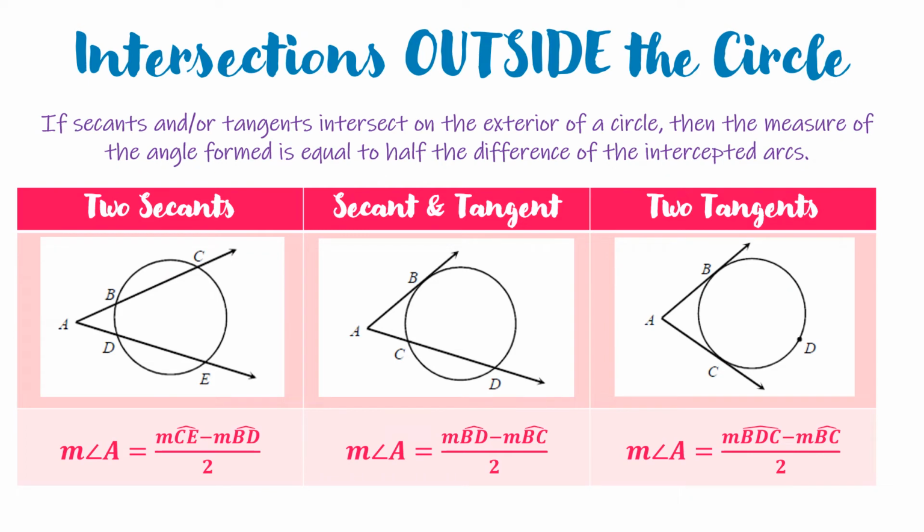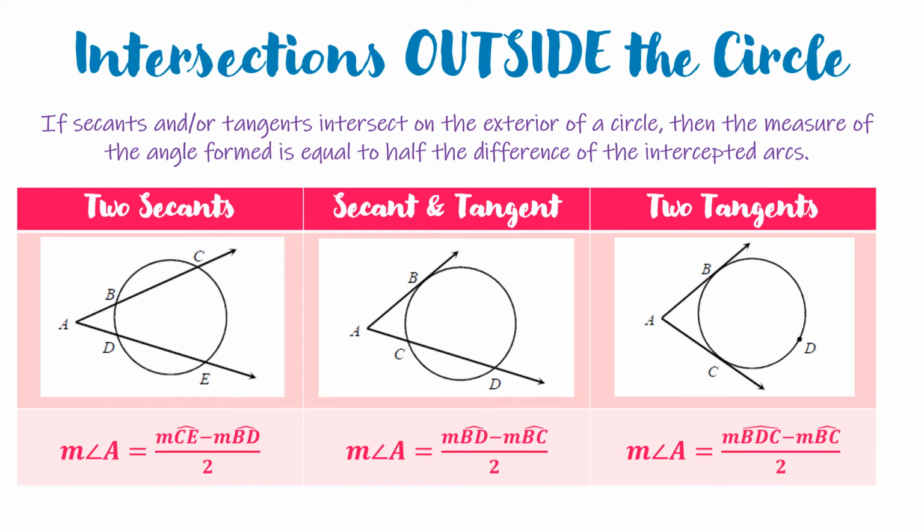The last type of intersection we're going to look at is when the intersection happens outside the circle. And there are 3 ways this can happen. Even though there are 3 different ways that it can happen, the formula for finding the measure of that angle outside the circle is still the same.